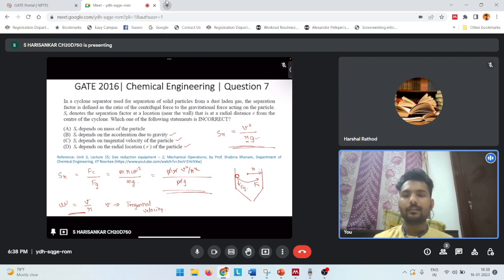The only thing that is not true out of these four options is option A, because the mass term gets cancelled in the numerator and denominator for the separation factor. So separation factor is independent of the mass of the particle. So that means out of these four options, the incorrect statement is option A. Separation factor SR depends on the mass of the particle. So option A is the right answer here.